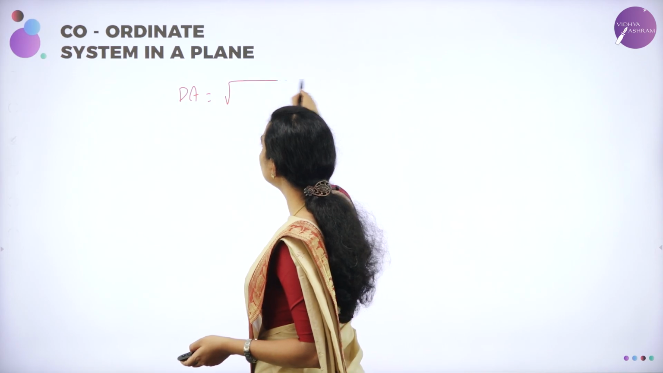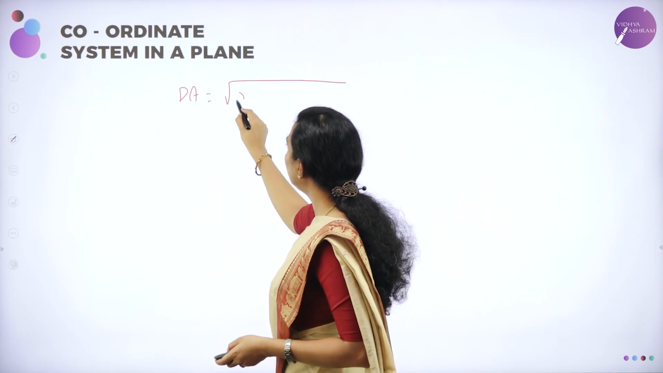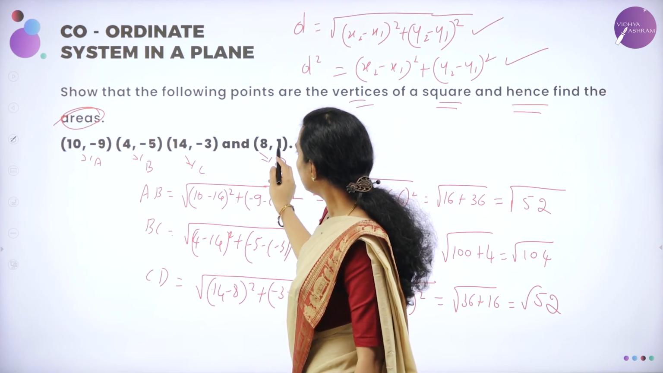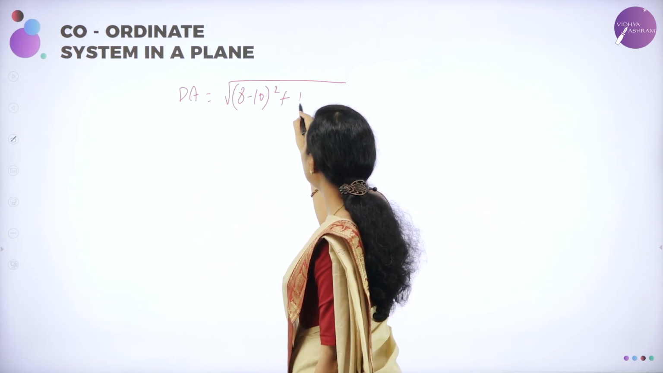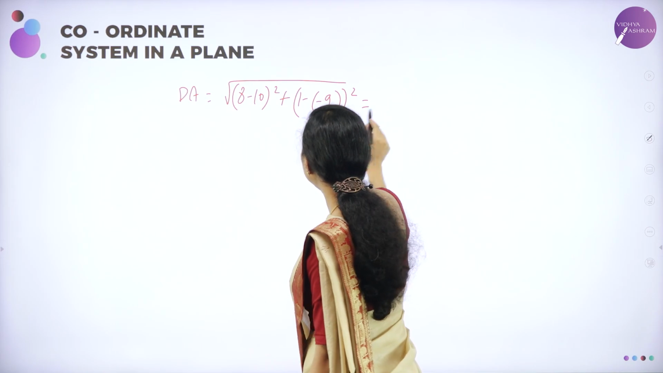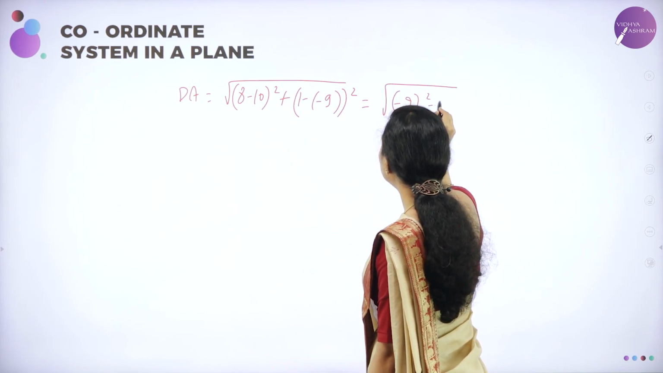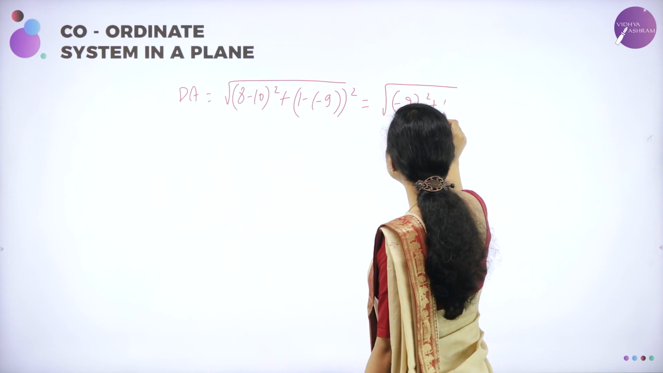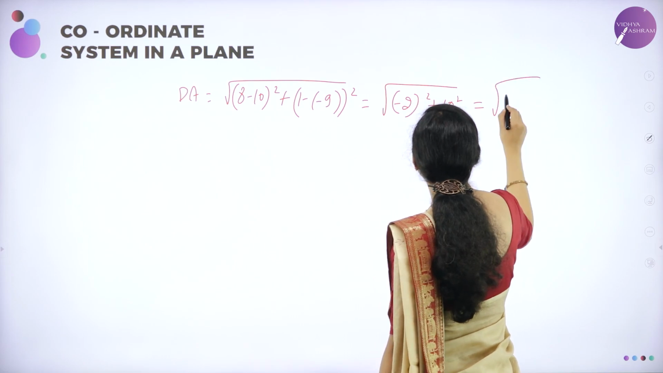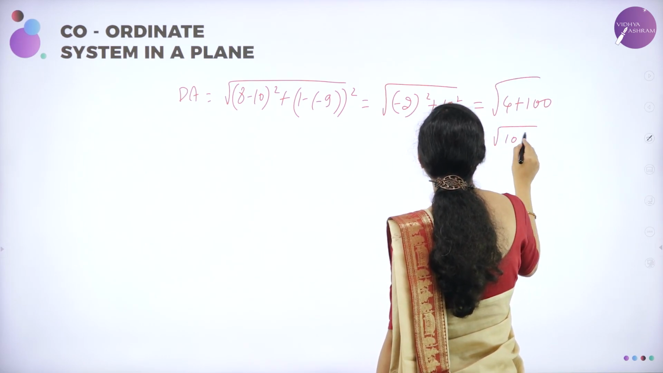DA will be equal to the square root of (8 minus 10) whole squared plus (1 minus of minus 9) whole squared, which is equal to the square root of (minus 2) whole squared plus (10) squared, which is the square root of 4 plus 100, which is the square root of 104.